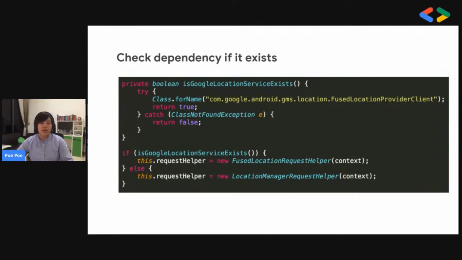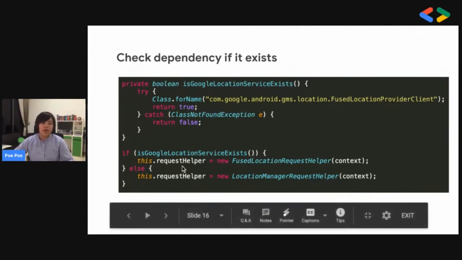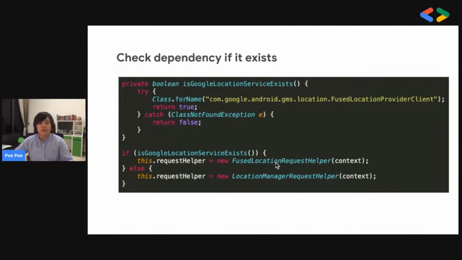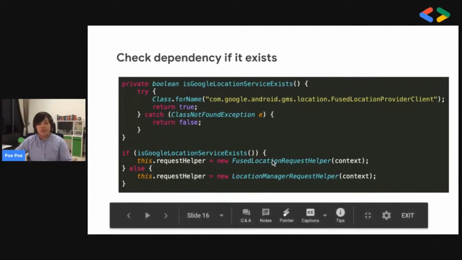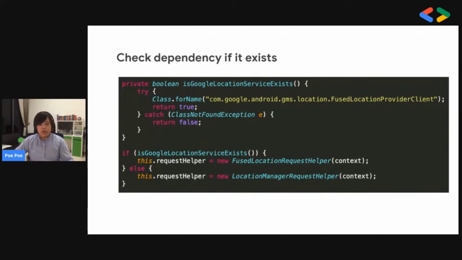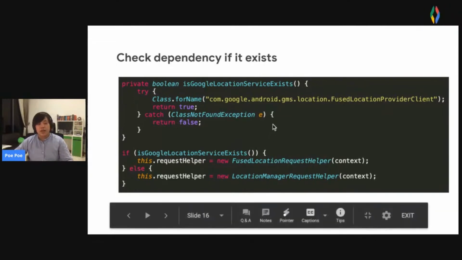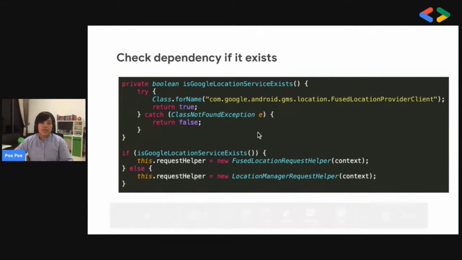already integrated into the app. If it is already integrated, I will use a Fused location request helper, which is using the Fused Location API. Or if not, I will just use another one, a location request that is already provided by the Android API. So then my SDK is slimmer, and I don't need to bundle any other third-party library together with my SDK.